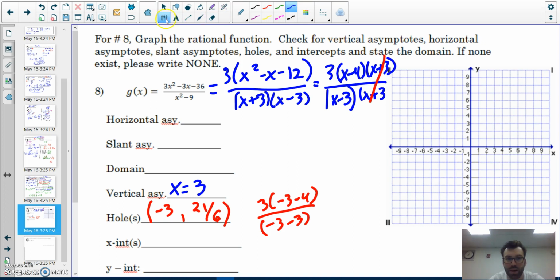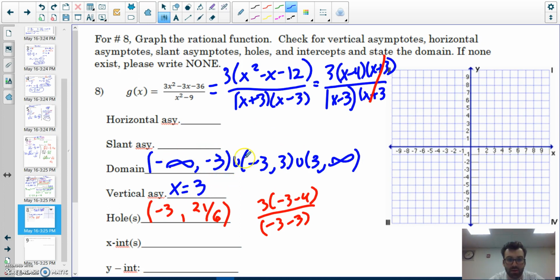All right, domain, remember, what can x not equal? Well, if I have a hole at negative 3, then x cannot be negative 3. So a lot of people make that mistake where they forget to include the hole. Okay, so I go from negative infinity to negative 3 because of the hole, negative 3 to 3 because of the vertical asymptote, and from 3 to infinity.